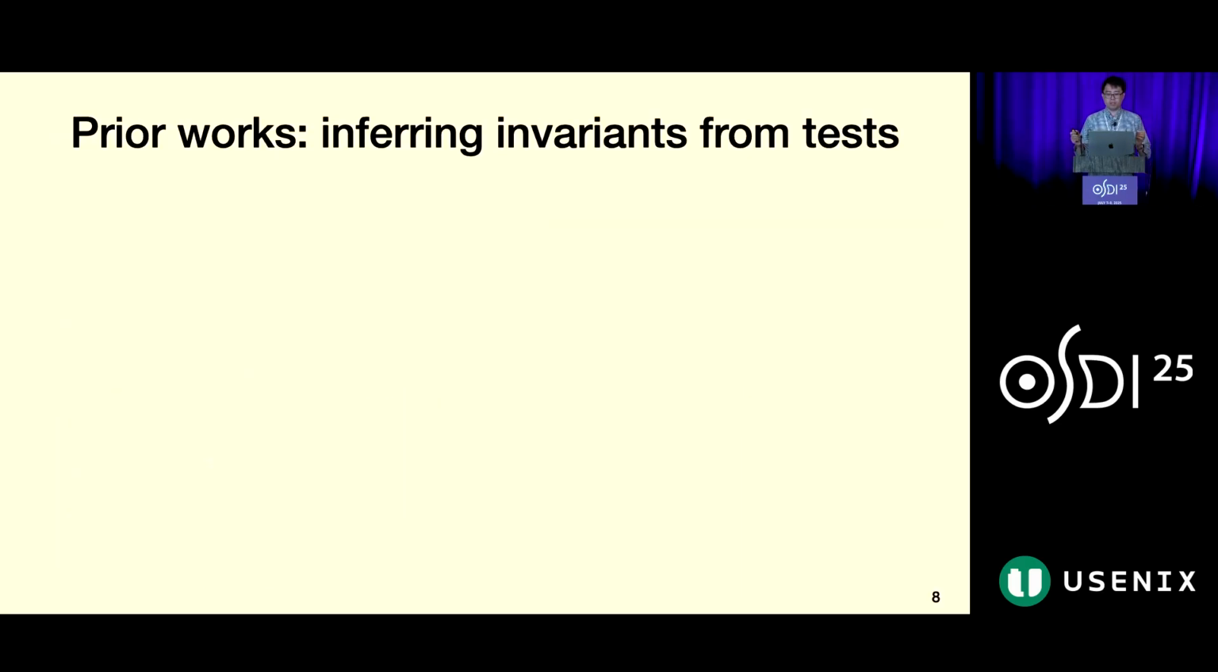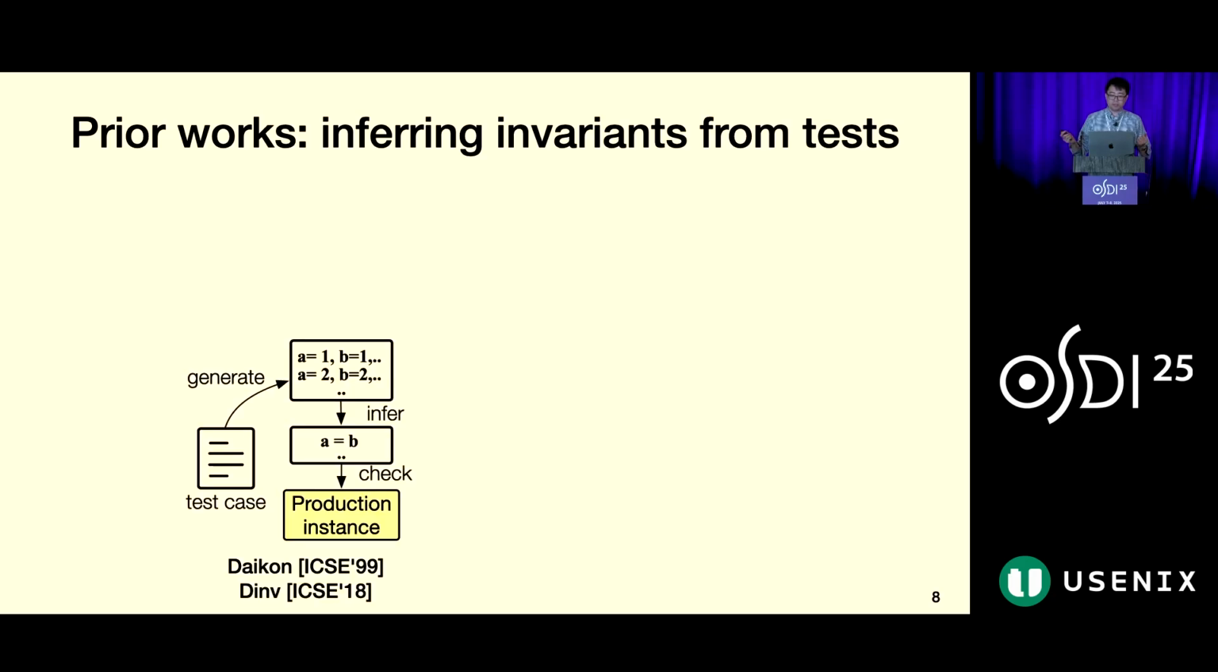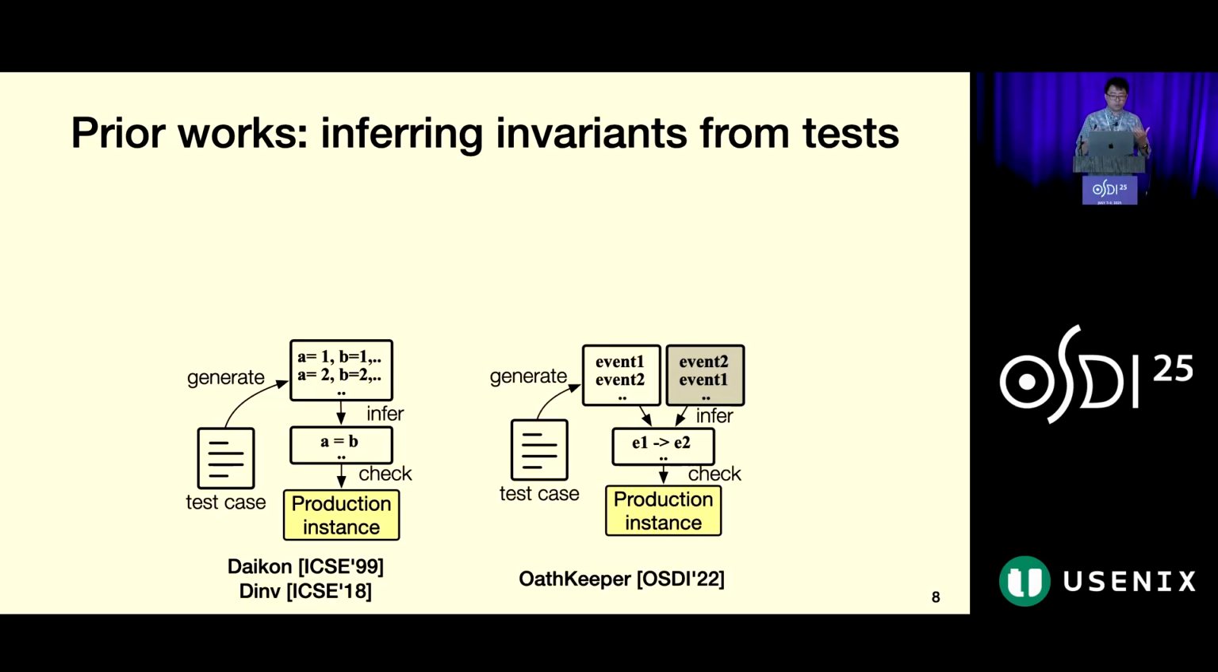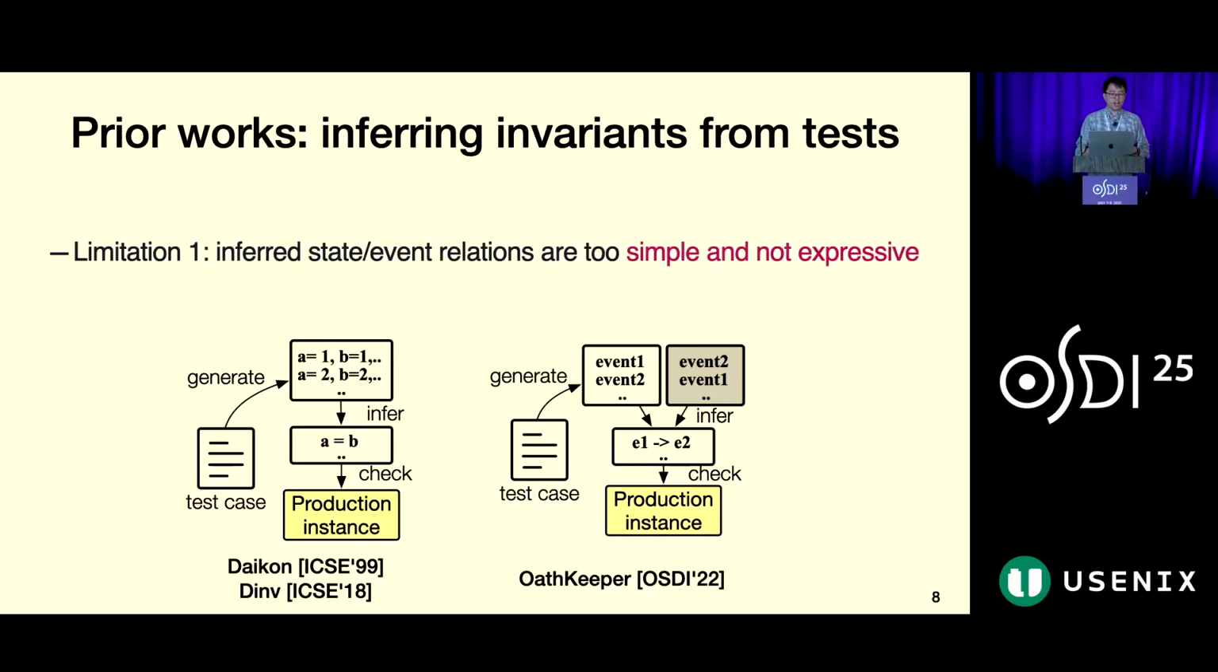There have been works that infer likely invariants from the test traces with statistical methods. Daikon and DInv infer system variable relations based on test traces. A more recent work, Oathkeeper, infers event relations from past failures. Yes, they can generate useful rules, but these inferred invariants are usually too simple and not expressive enough for complex semantics. And many of these inferred invariants are false due to the inaccuracy in statistical inference.